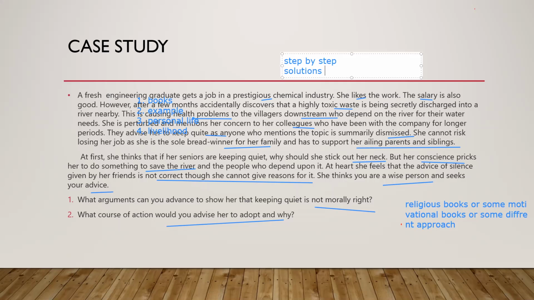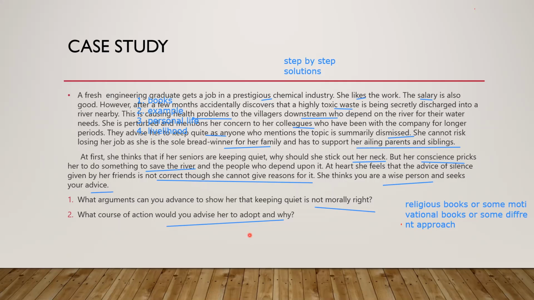In this part, what course of action would you advise her to adopt and why? So it is type 2, the solution type. This case study is type 2, solutions. You give her advice, solutions, that look, these are the solutions available to you. And then you tell why, that this is why I'm giving these solutions.